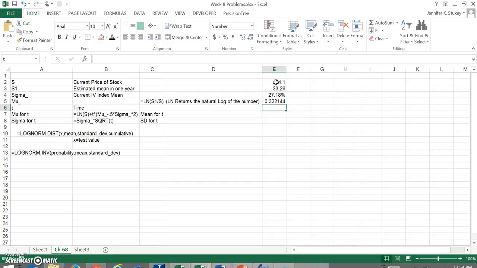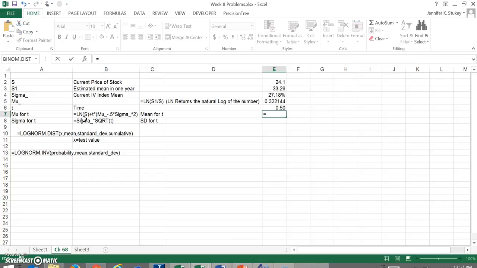T in this case is for time. What we're looking for is a 6-month period. 1 would be a year, so we need half a year. So our time here is going to be 0.5. The next thing we're going to do is our mu for T. We're going to use this beast of a formula: ln of S plus T times mu. So we're going to plug in our numbers.